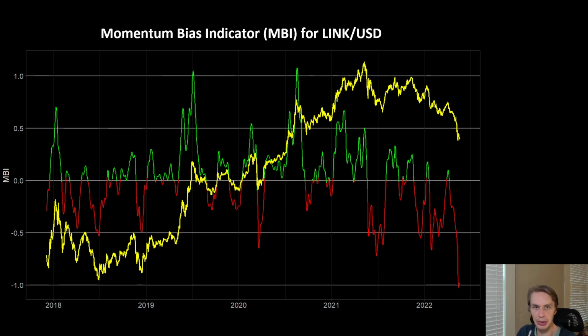And so what I want to do is look at some of our metrics here, just get a sense of what's going on with Link, if there's any signs of relief, and some other things that we might want to pay attention to. So to start us off, I want to talk about our momentum bias indicator for Link.